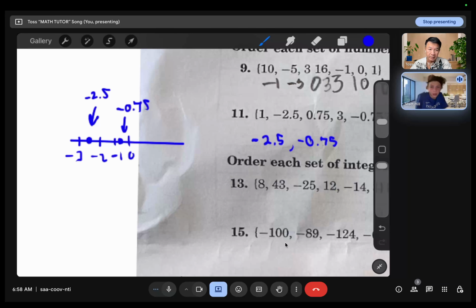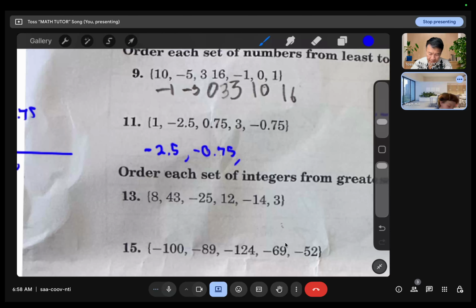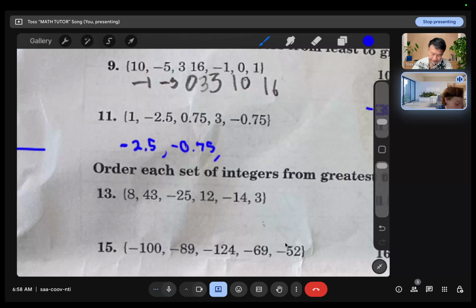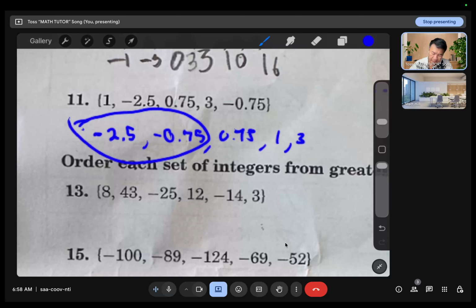So negative 2.5. Okay. Then negative 7.5. And then we're gonna do 1. No, then we're gonna do 0.75. Good job. Then 1, and then 3. That's it. Do you want to think? Are you sure now? You're okay with this being in that order? Okay. Good.